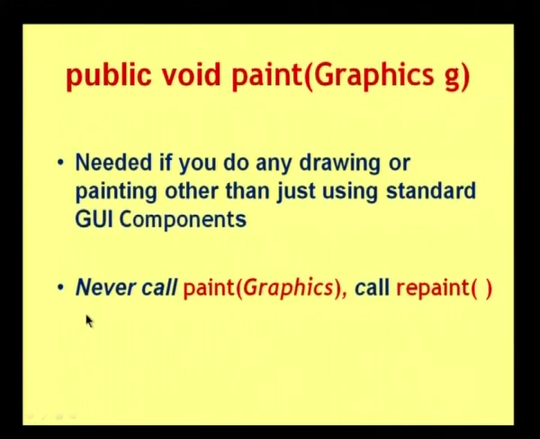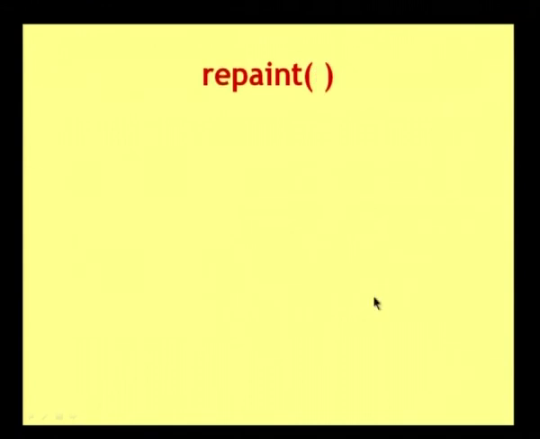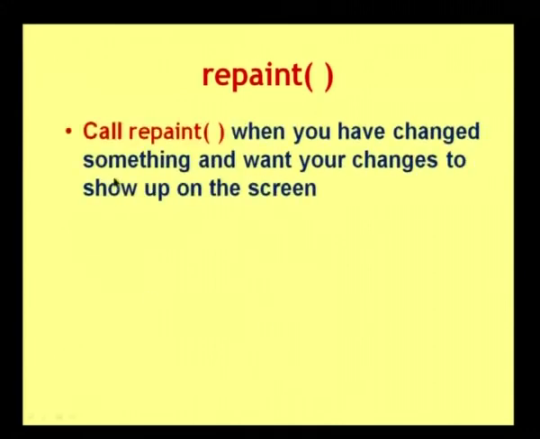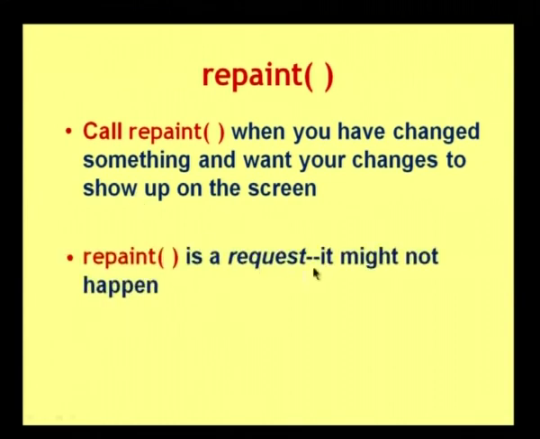Instead of directly calling the paint method, we normally use the repaint method. I should not call paint, I should call repaint. Call your repaint when you have changed something and want your changes to be shown on your screen. Repaint is a request, it might not happen. It is not for sure that it will happen. It is just a request.